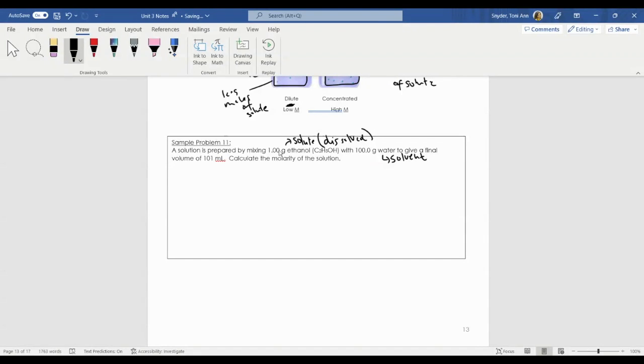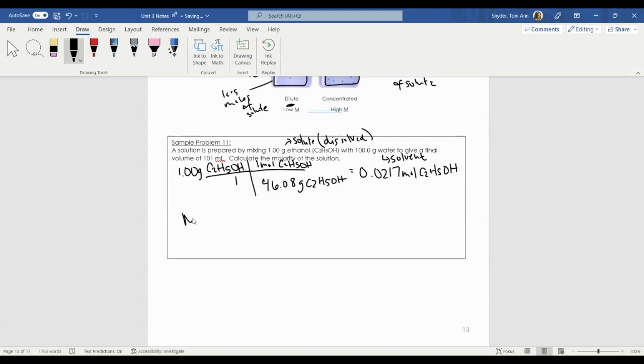So I want to know how many moles of my solute are dissolving. I have to convert 1 gram of ethanol to moles of ethanol. So 1 mole of C2H5OH over 46.08 grams of ethanol. You solve for that, and you should have 0.0217 moles of ethanol. So that's the top part of my equation, right?